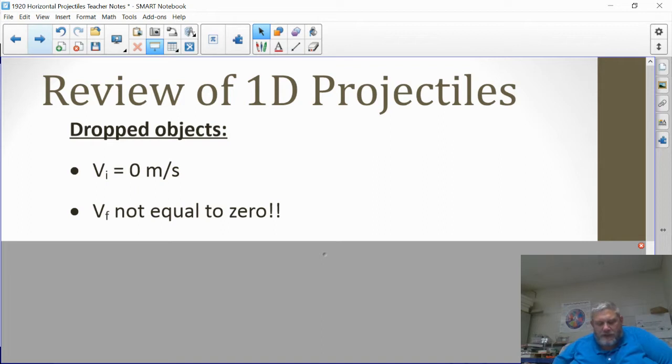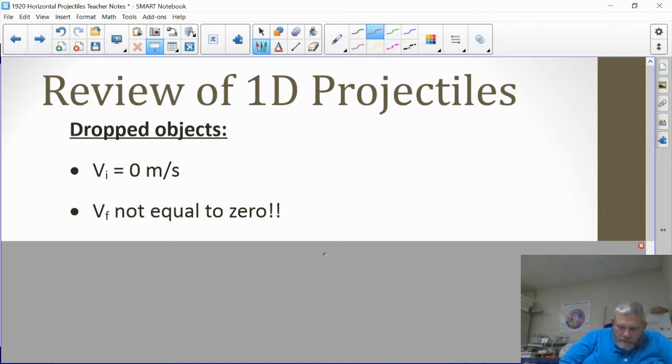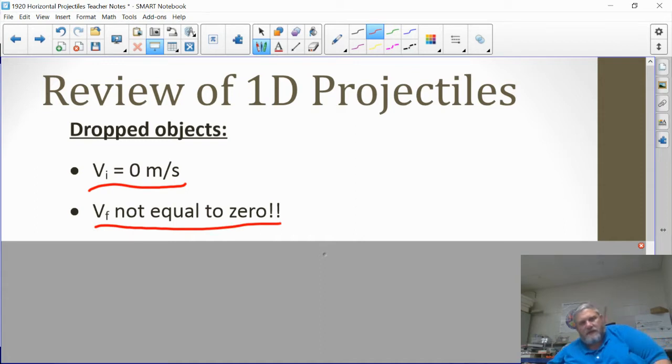Remember, if we drop something, we say that the initial velocity is 0, and that the v final is not equal to 0. It's going to be something larger, and it'll be negative, but it'll be larger, right? Because it'll be acting downwards.